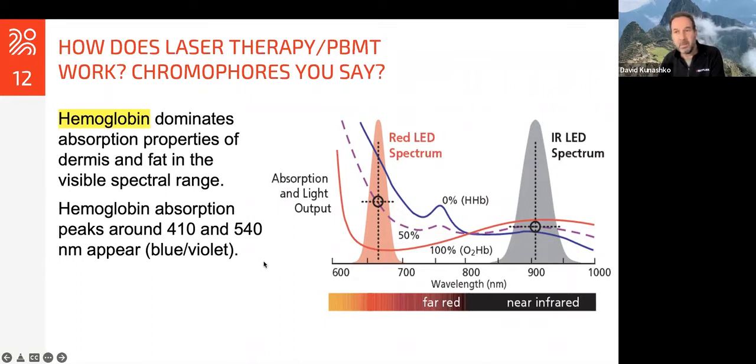Again, why is this important? It's important because if you're trying to get, say, blue light, and there are many advocates for using blue light for photobiomodulation, you can see here that it's not going to go very deep and perhaps therefore not be very effective.